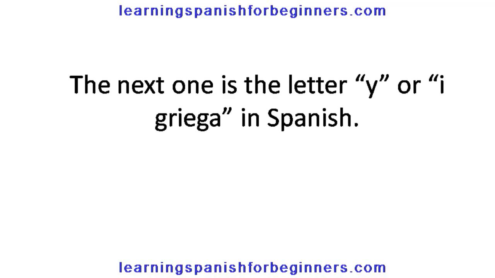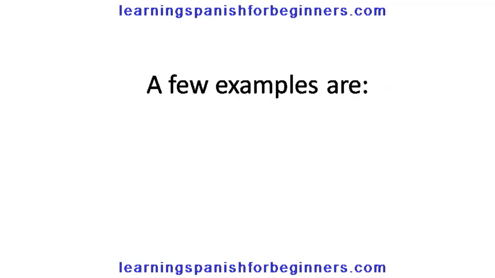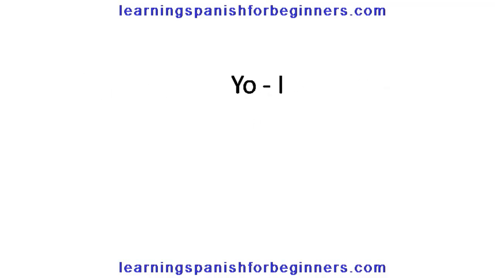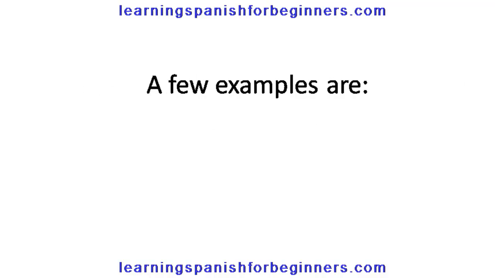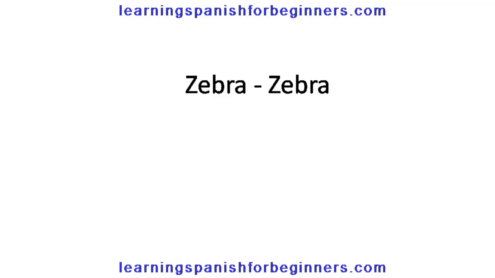The next one is the letter Y, or Y in Spanish. A few examples are yo, I. Y, and. Yeso, plaster. The last one is the letter Z, or zeta in Spanish. A few examples are cebra, zebra. Zanahoria, carrot. And zapato, shoe.